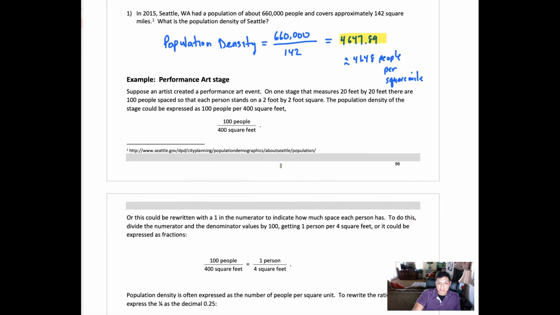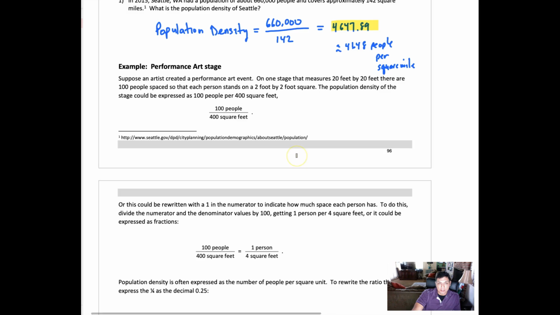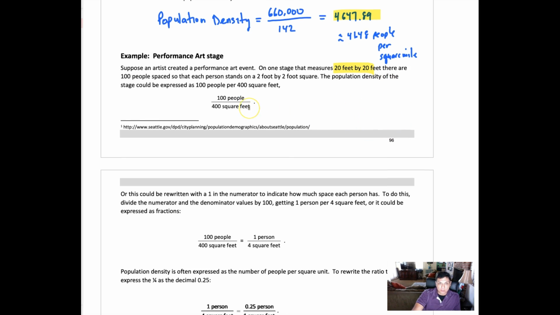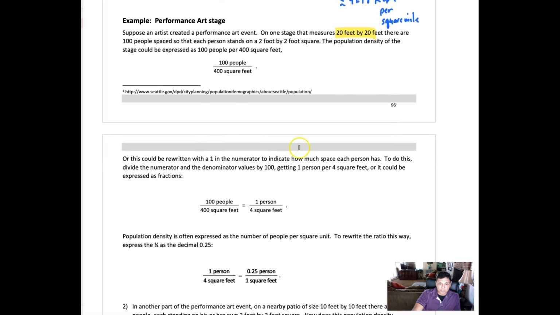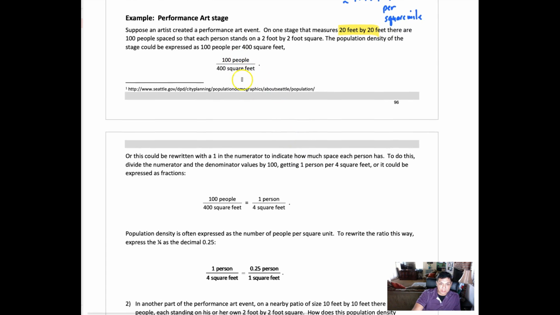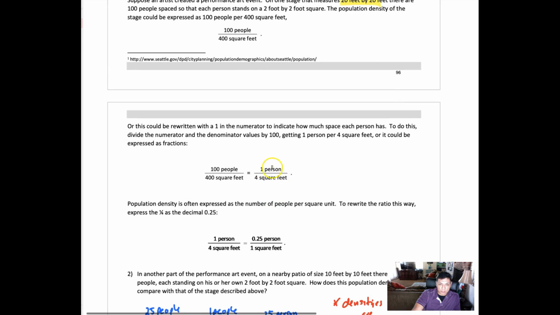And so let's look at an example here of looking at density within a smaller space, like a stage. And so here's an example looking at a 20 by 20 foot stage. There's 100 people. That's a total of 400 square feet because you do 20 times 20 since you have this square area. And so what would the population density be for that space? You would say 100 people per 400 square feet. But that gets simplified to one person per 4 square feet.